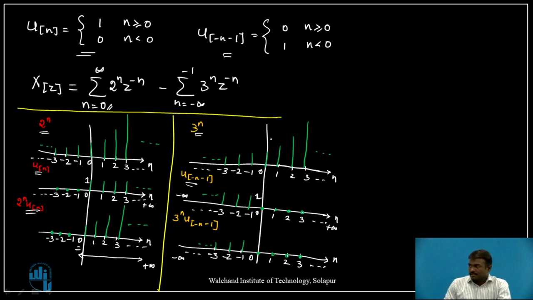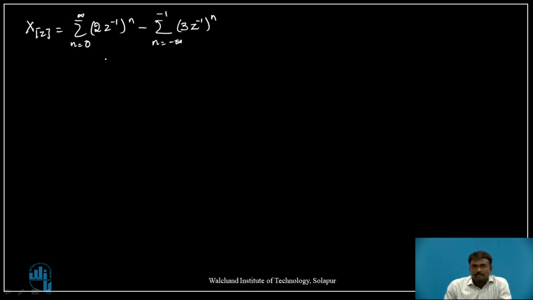So that is why the limits of the first summation have been changed to n equal to 0 to infinity, and the limits of the second summation have been changed to n equal to minus infinity to minus 1. Therefore, X of z is written as X of z equal to summation n equal to 0 to infinity of 2 into z inverse to the power n, plus summation n equal to minus infinity to minus 1 of 3 into z inverse to the power n here.